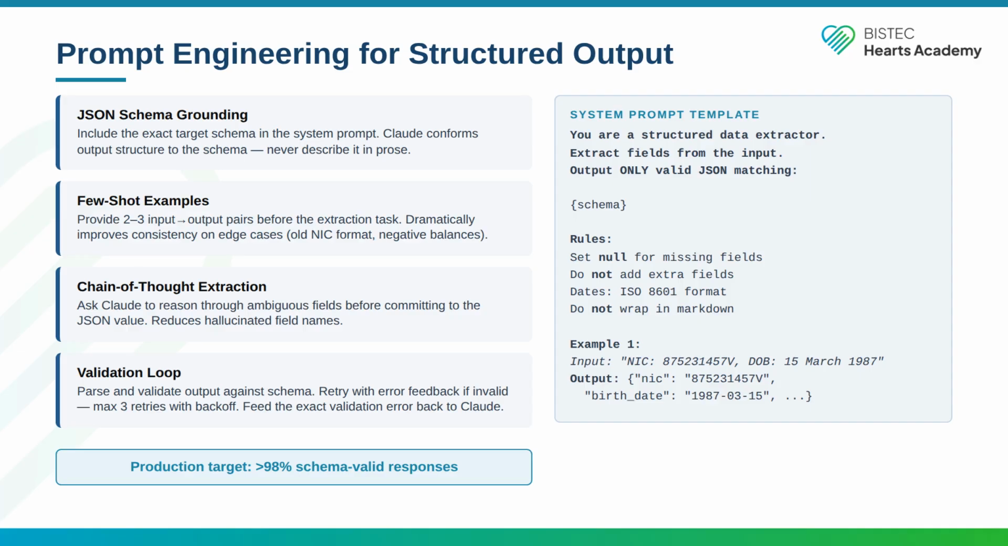When your schema validity rate drops from 98 to 85% after a new document format is introduced, the diagnosis is almost always that the few-shot examples don't cover the new format. Add representative examples and the rate recovers.